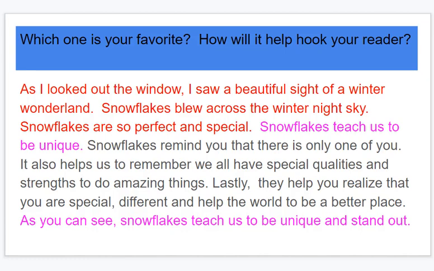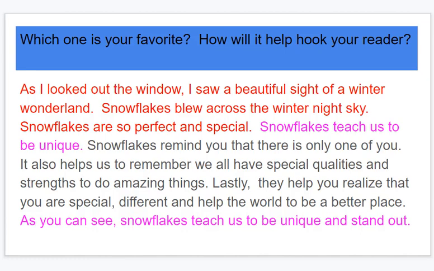As I looked out the window, I saw a beautiful sight of a winter wonderland. Snowflakes blew across the winter sky. Snowflakes are so perfect and special. That's my hook. Snowflakes teach us to be unique. I'm claiming that. I'm telling you that. I'm stating that. And then I'm going to explain to you with 3 important facts that I'm going to later explain in my essay. Snowflakes remind you that there is only one you.